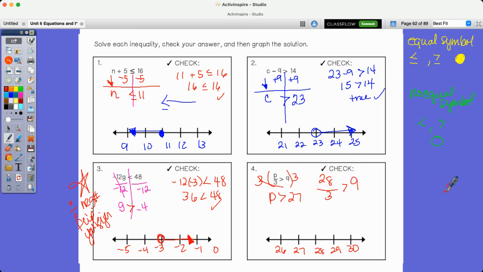And 28 divided by 3, doing math magic off in the corner, I get 9, 27, 1, oh, we're going to get that repeating 3. So I get 9.3 repeating is greater than 9, which is a true statement. We're going to graph this, and we're going to come down here. It's a greater than sign, so it is open because my answer is not part of the solution. And we're going to make it greater than. There you go.